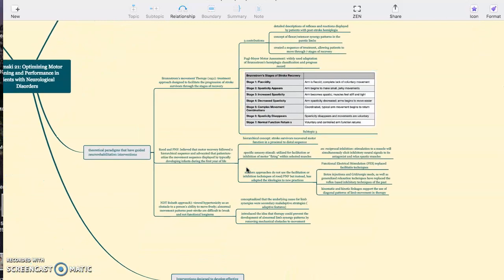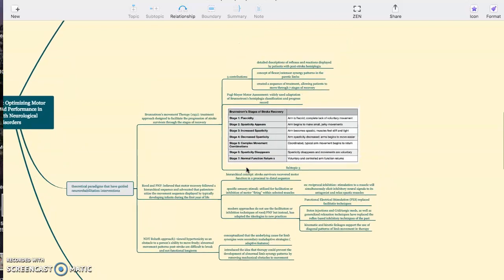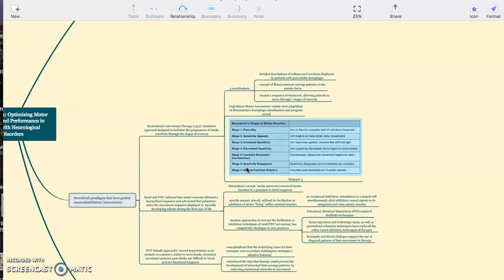For the theoretical paradigms that have guided rehabilitation interventions over time, these are the theoretical paradigms that have guided intervention for people with brain injuries, starting with Brunnstrom's movement therapy in 1951, a treatment approach designed to facilitate the progression of stroke survivors through the stages of recovery.